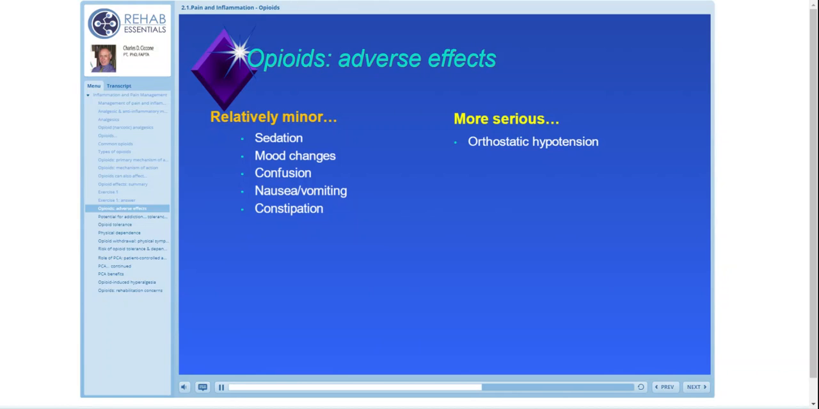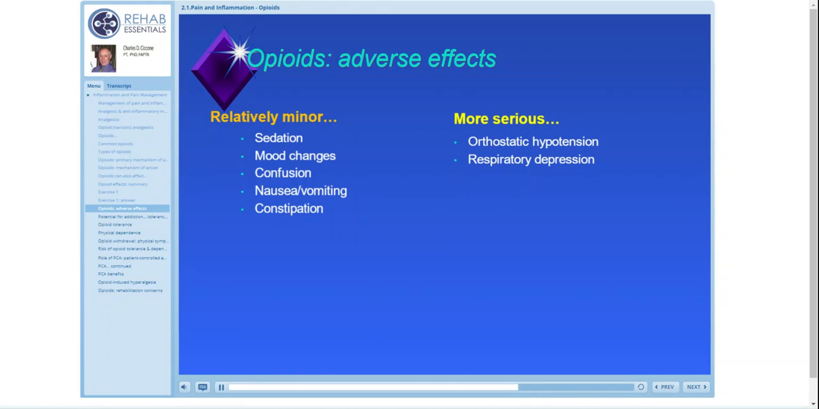Oftentimes if a person is coming out of a fairly long surgery, like a hip replacement or a knee replacement, they're also still recovering from the effects of the anesthesia, but if an opioid is used, it's pretty invariable. So we have to be more aware of that and more conscious of being careful, very slowly, progressively getting the patient more upright.